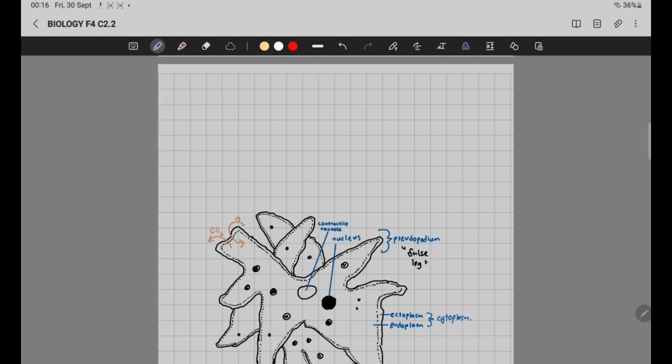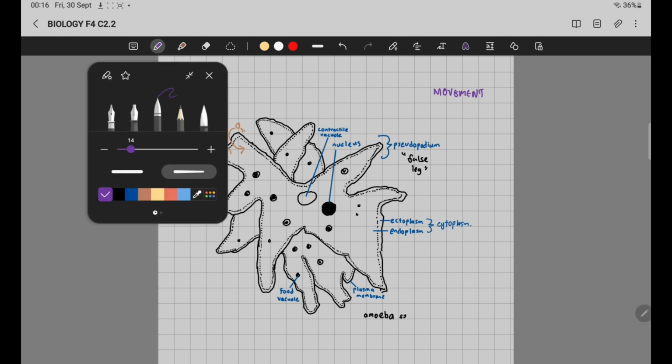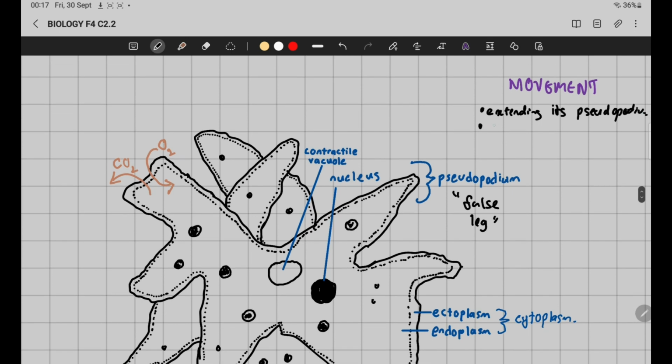The first process that we can go through is the movement of the amoeba. Why go into movement first? Because I want to relate it to the pseudopodium, or the false leg. How does the amoeba move? Amoeba moves by extending its pseudopodium. When it extends its pseudopodium, the cytoplasm will flow into the extended pseudopodium, and that's how it moves.